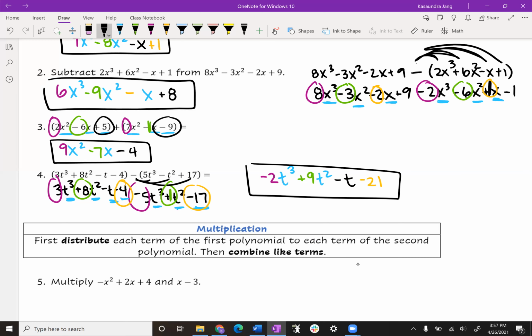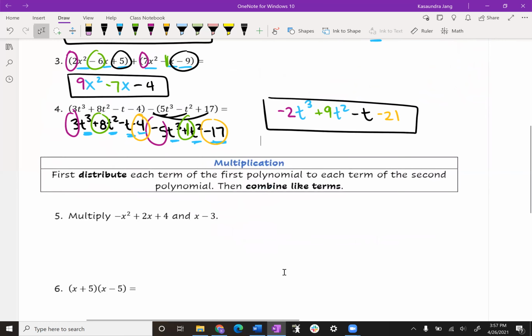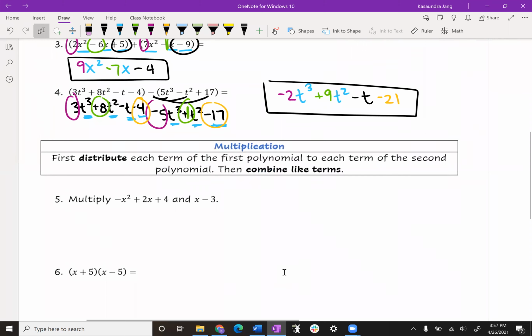All right, so that was either adding or subtracting your polynomials. For multiplication, it says first distribute each term of the first polynomial to each term of the second polynomial, and then you combine like terms. So let's start, first things first. I think we're used to seeing it in parentheses. So multiply your -x squared plus 2x plus 4, we're doing that guy, times your x minus 3.